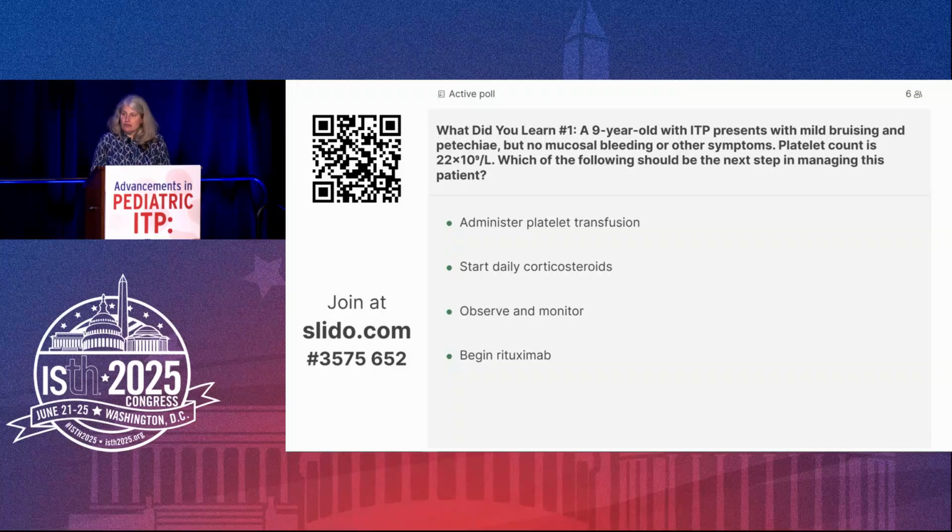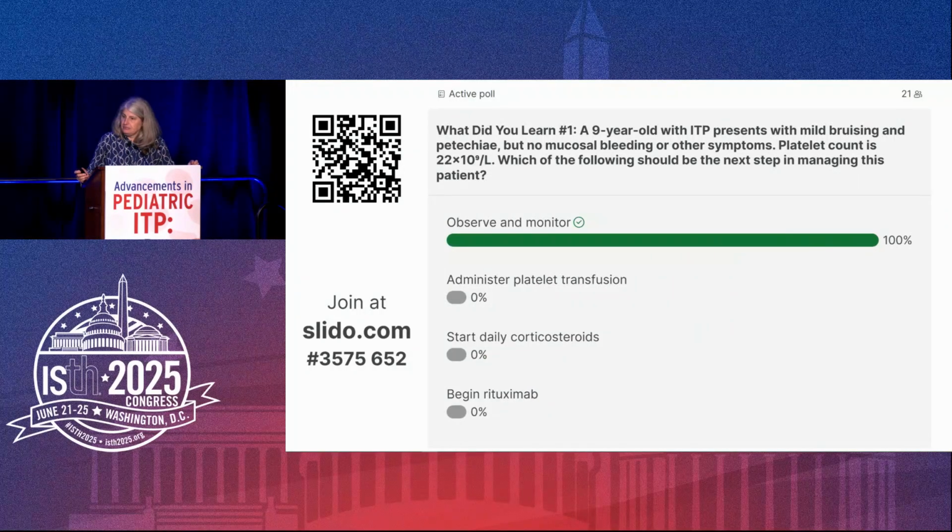So our 9-year-old girl with ITP presents with mild bruising and petechiae, no mucosal bleeding or other symptoms. Platelet count is 22,000. Which of the following is an appropriate next step in management? Administer a platelet transfusion, start daily corticosteroids, observe and monitor, or begin rituximab? All right, so 100% correct. It is more than appropriate to observe a patient like this. Again, this is balancing risks with benefits of therapy, and our ASH guidelines would support observation for a patient such as this.